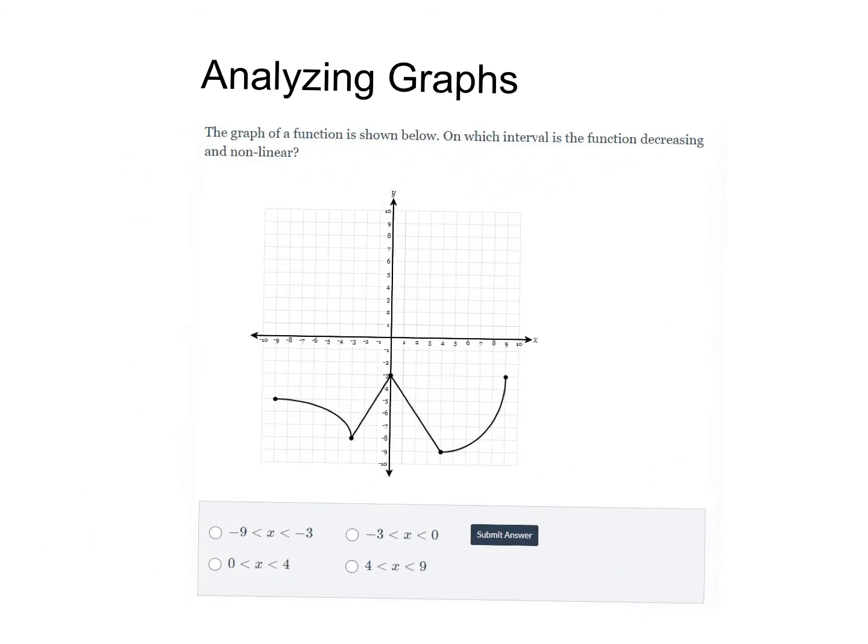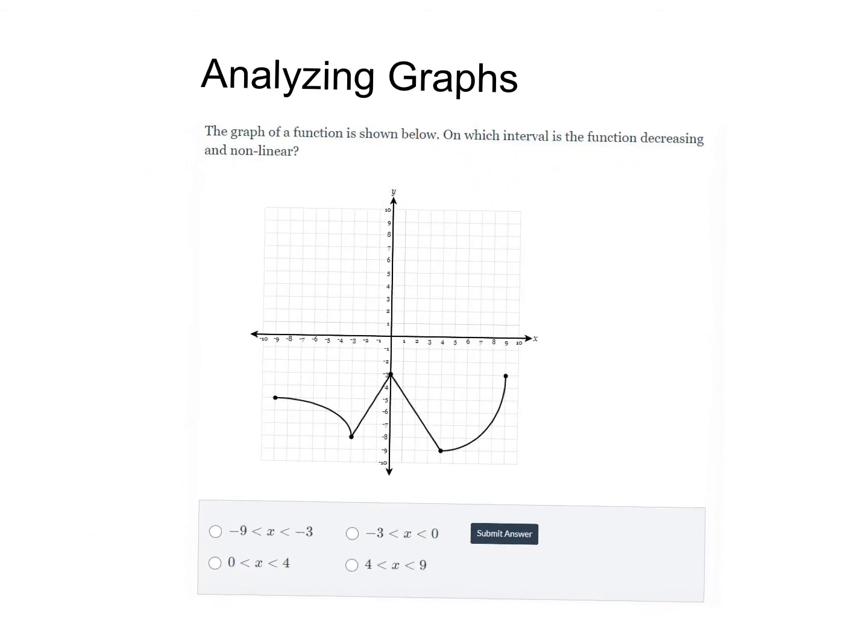So here is a graph, and they have asked us when is this function decreasing and nonlinear. So decreasing would mean going down on the y-axis, and nonlinear would mean not a line. So something like curvy, anything that's not a straight line.